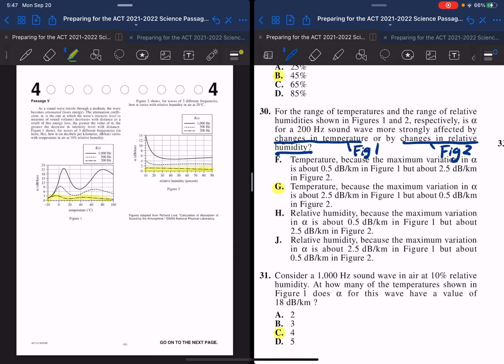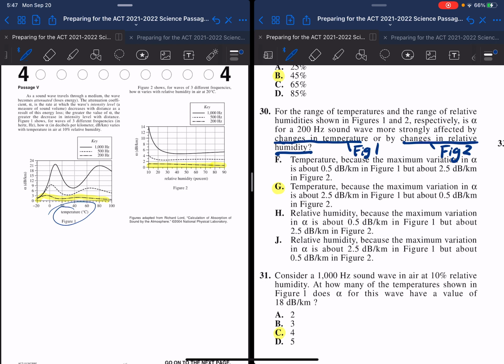So between those two, which one causes it to change more? Well, it is clearly temperature. That's causing this graph to change a lot more. With relative humidity, it's barely changing at all. So we know that H and J are wrong, but there are two answers where temperature is the right answer. So now we have to look into the reason.